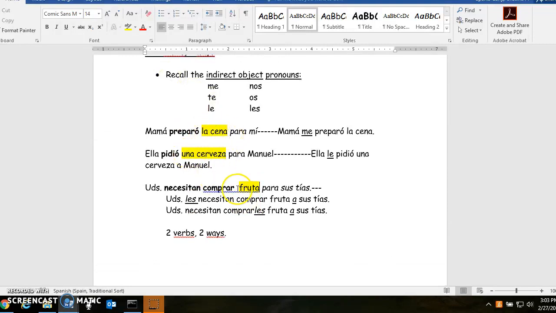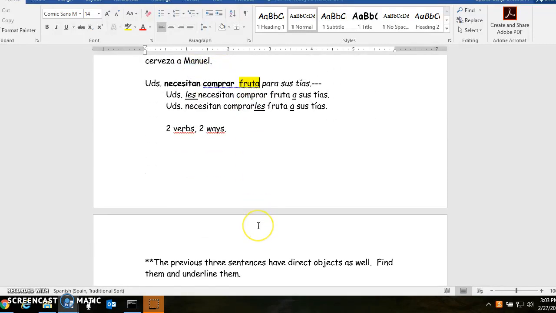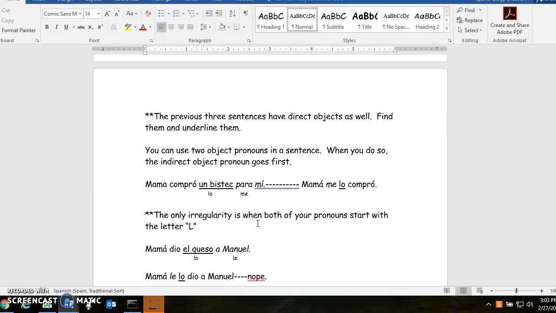Dinner, beer, fruit, those are the direct objects. So what we're saying now is that in a sentence you can have both a direct and an indirect object pronoun. What we need to learn is the order of these pronouns when we rewrite the sentence. So let's talk about this.